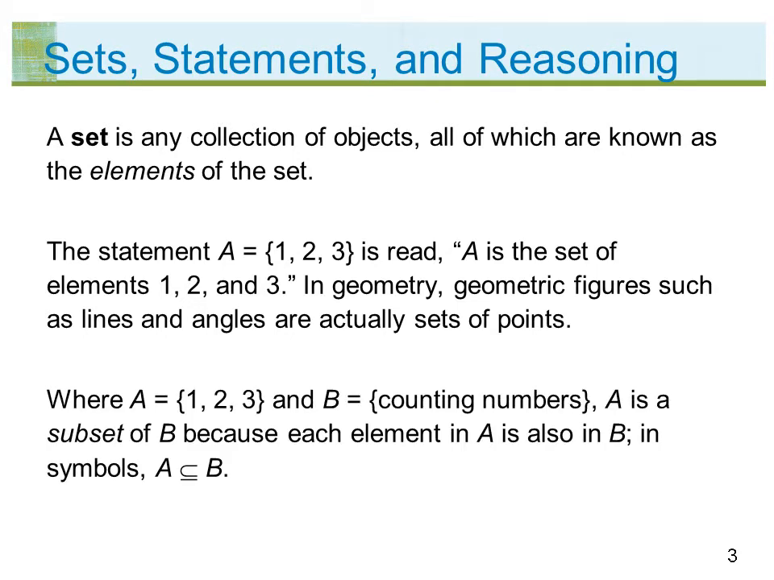Where A equals the set of elements 1, 2, and 3, and B equals the set of counting numbers, A is a subset of B because each element in A is also in B. In symbols, A is a subset of B.